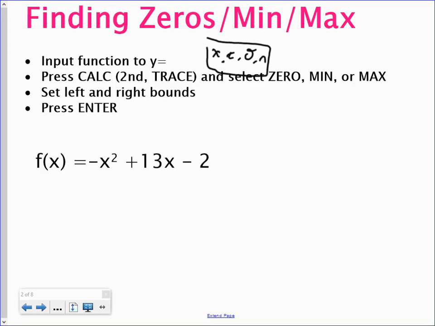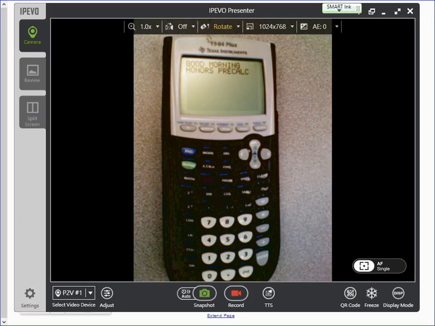Okay. We're going to do this function right here, f of x equals negative x squared plus 13x minus 2. I'll go ahead and write it over here on the sideboard so that when I switch to my graphing calculator, you can see what it is we're typing. Okay, so we're going to switch to the graphing calculator now, and you can see me run through these steps. Let me know if you have a question as I'm working on them.